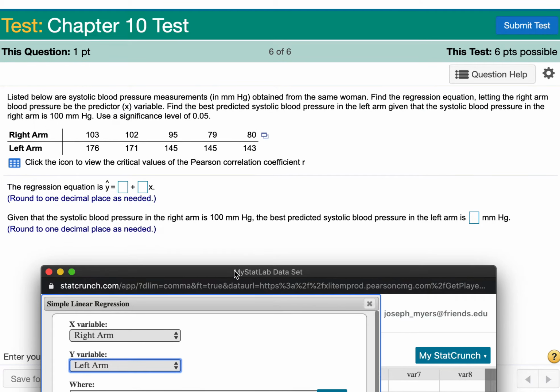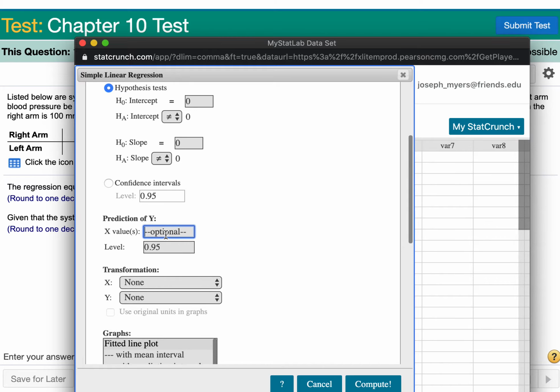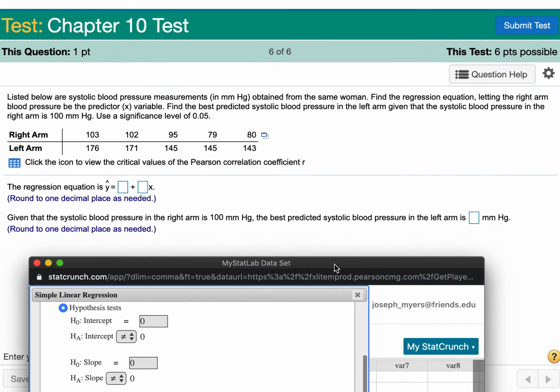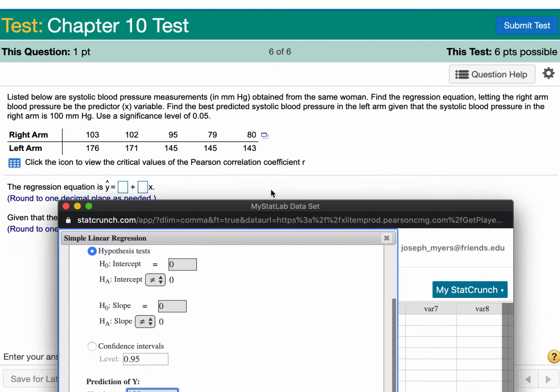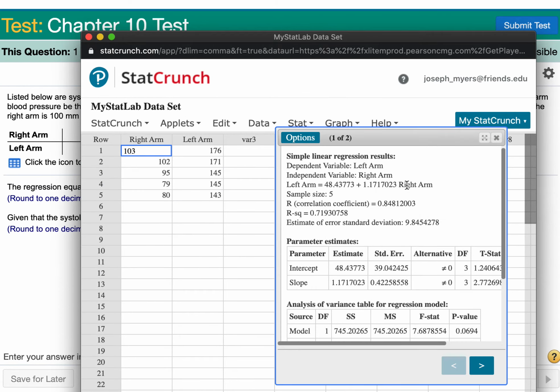And then it also says in part B, try to predict if the right arm has a pressure of 100, try to predict the pressure in the left arm. So what we're going to do is scroll down, we're going to plug in an x value of 100, or whatever your problem says, in part B. So it says predict if the right arm is 100, so we're going to plug in an x value of 100 into that. Now click compute.